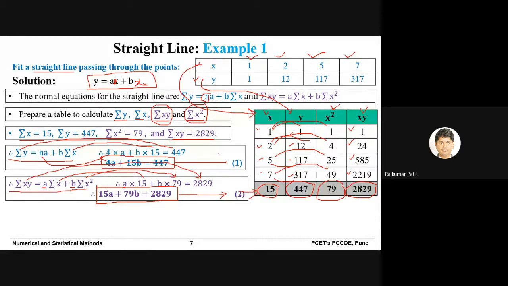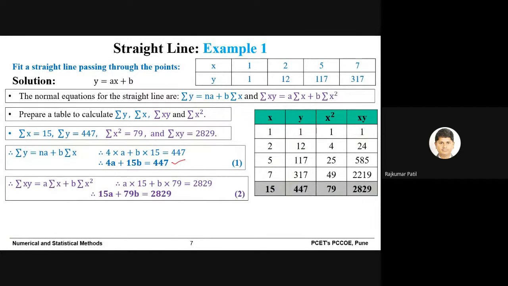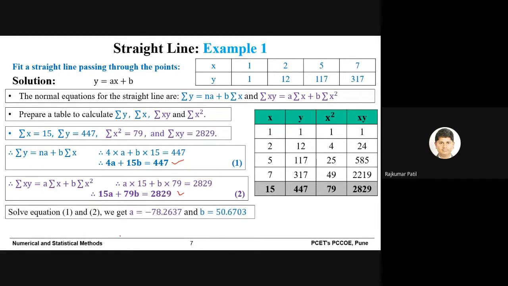And now you can see that there are two unknowns, that is a and b, and we have two equations. These two equations are simultaneous equations. So you can use any of the methods that we discussed in unit number 1 to solve these simultaneous equations. Upon solving these two simultaneous equations, we get a is equal to minus 78.2637 and b is equal to 50.6703.